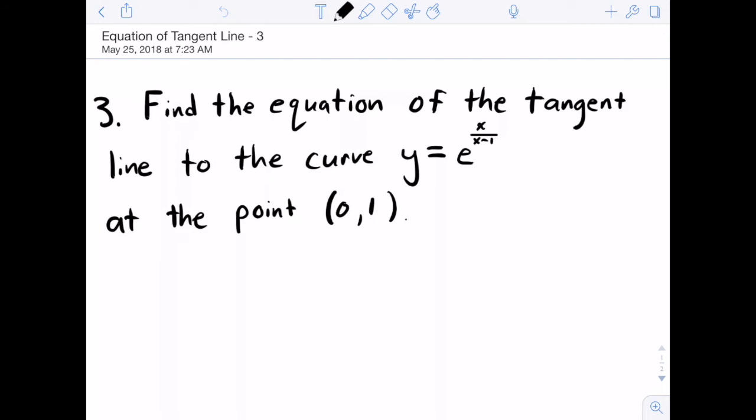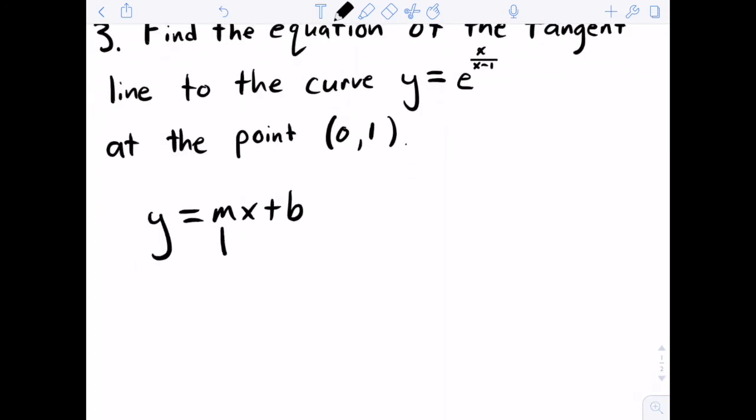All right, for the last problem, again, all of these are pretty much the same. The only thing that changes is the curve and the point, so it's the same process for everything. Again, we want the equation of the tangent line, of the form y equals mx plus b. Remember, to find the m, we're going to need dy by dx evaluated at, in this case, 0, because that's the x value that we're looking for.